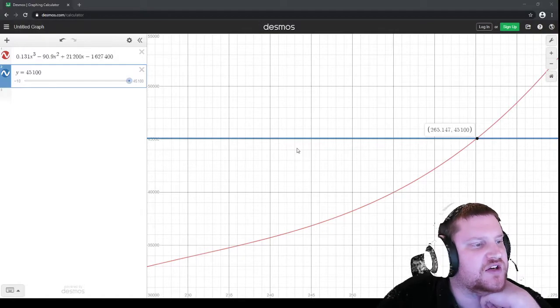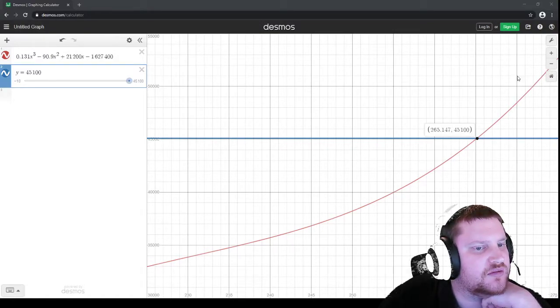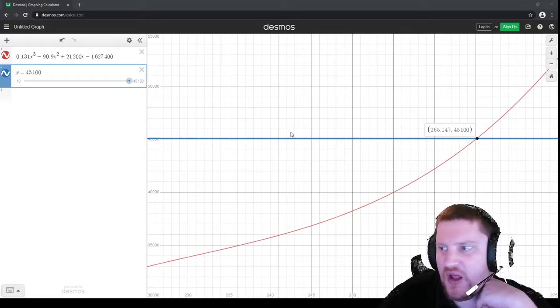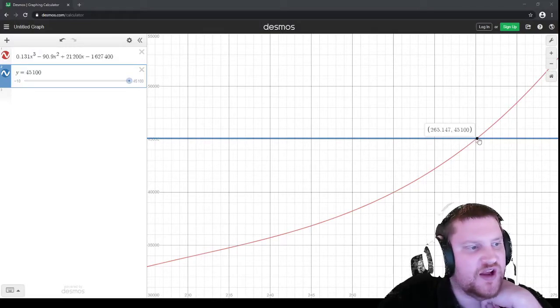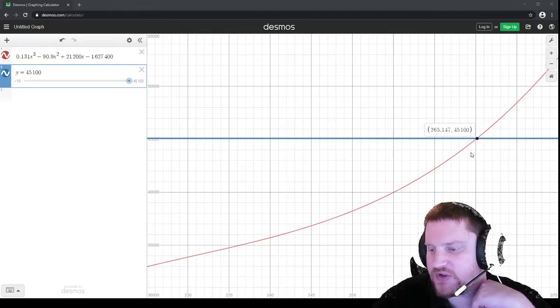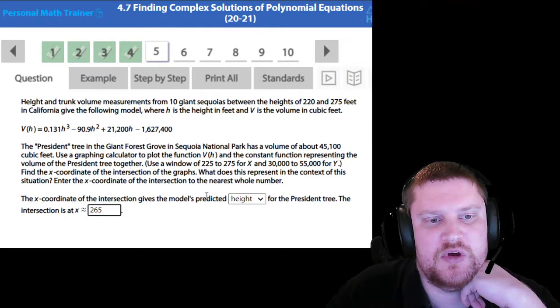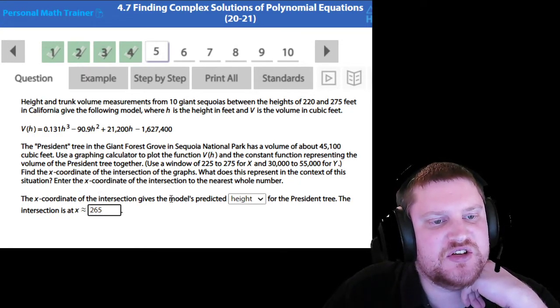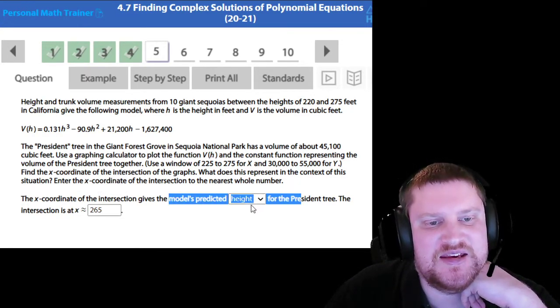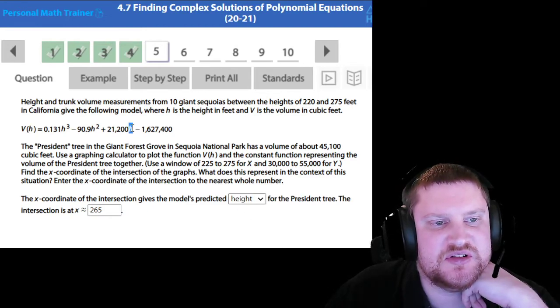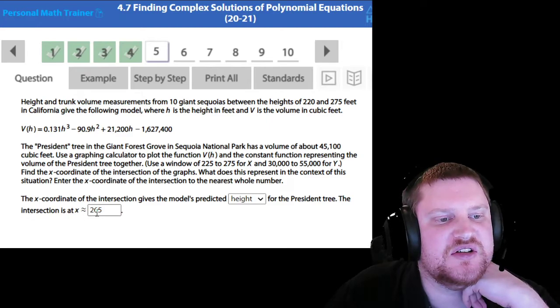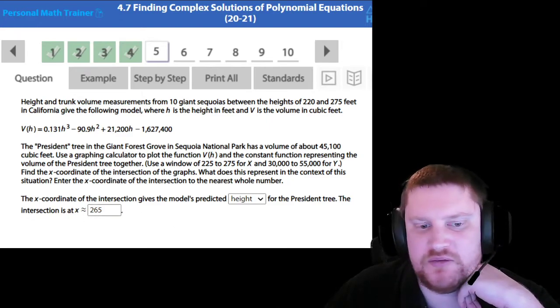So basically all we had to do was graph the prediction that they gave us, graph the other line, find where they intersect, and all they want is the x value. So let's go to HRW. The x-coordinate of the intersection gives the model's predicted height, because this is height, for the President Tree. The intersection is at 265.